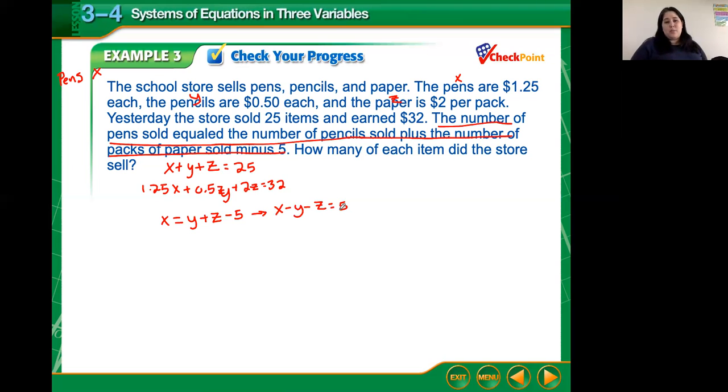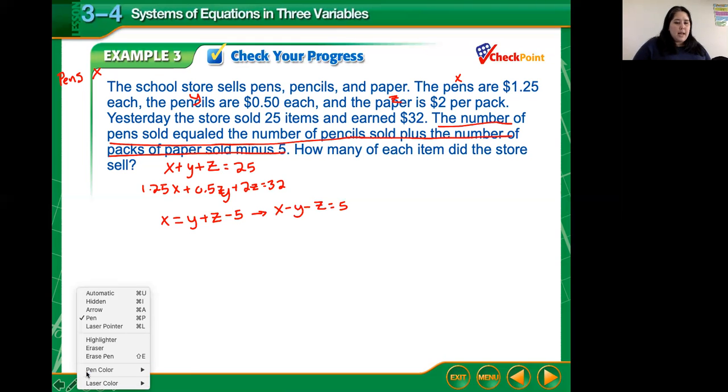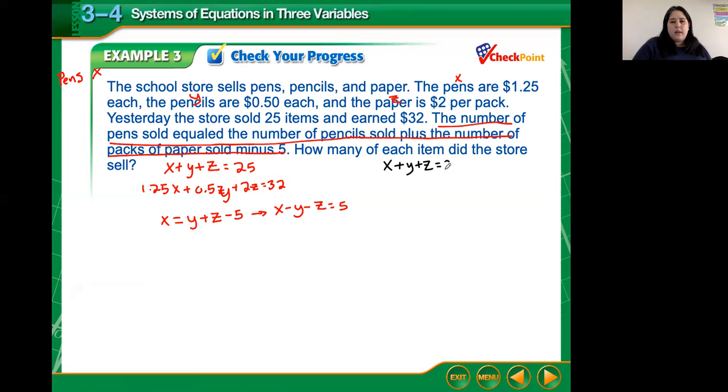To me, I'm going to use elimination. That works easier. So I'm going to decide to eliminate Z. You just have to pick one and stick with it. So if I use that on the first and the last, I don't have to change anything. We can do X plus Y plus Z equals 25. And we're going to go ahead and use X minus Y minus Z equals negative 5.